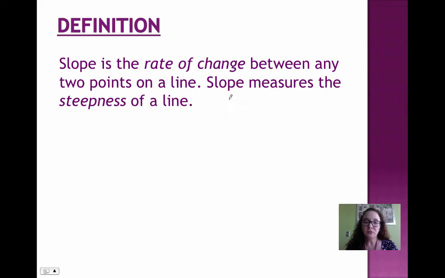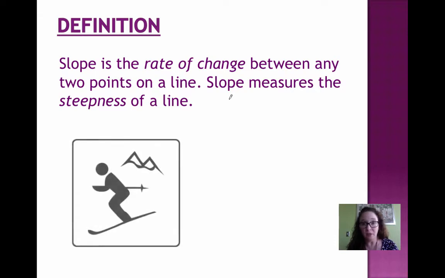So the definition of slope is that slope is the rate of change between any 2 points on a line. Slope measures the steepness of a line. So you can think of slope exactly like you think of a ski slope and how steep it is. You know that those easy ones, the blues, are really not very steep at all, whereas the triple black diamond, pretty steep.